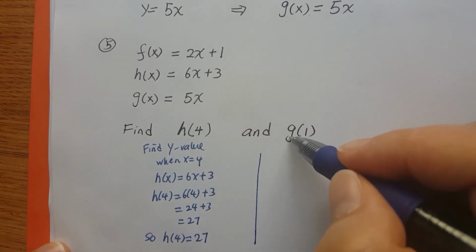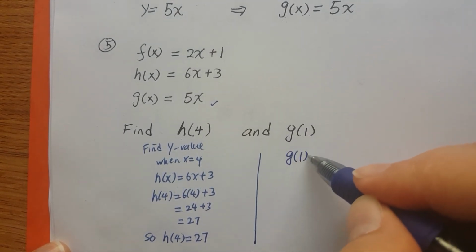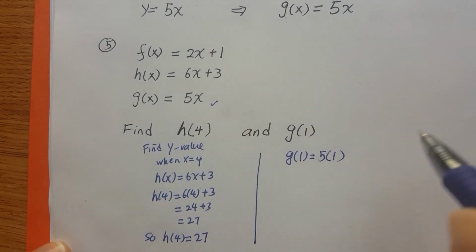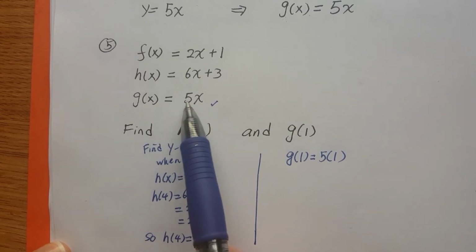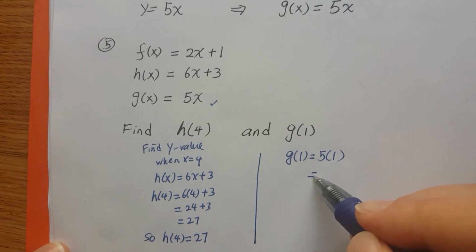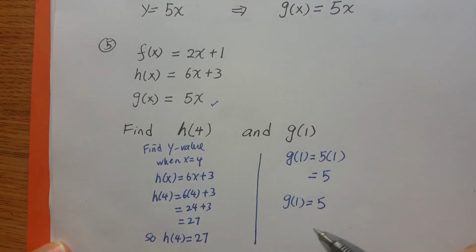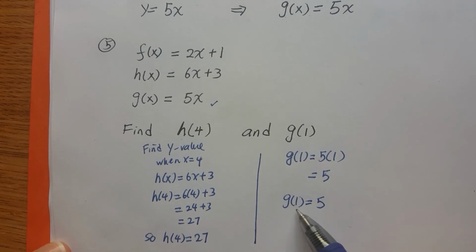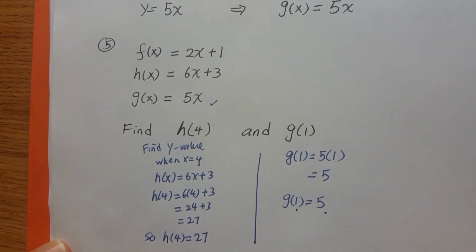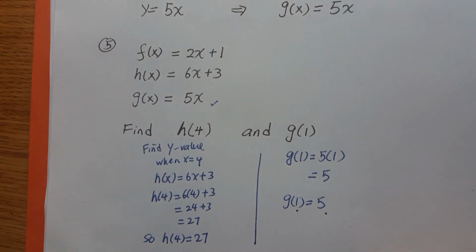Now you're going to do g(1). For g(1), you have to use this equation, g(x) = 5 times x. So g(1) = 5 times 1 = 5. So g(1) = 5. It means when x = 1, y = 5. So we finished question number 5. I am going to ask you to do the next 2 questions by yourself.